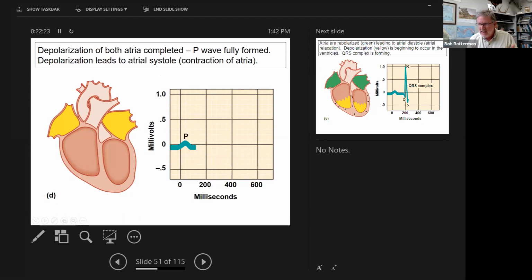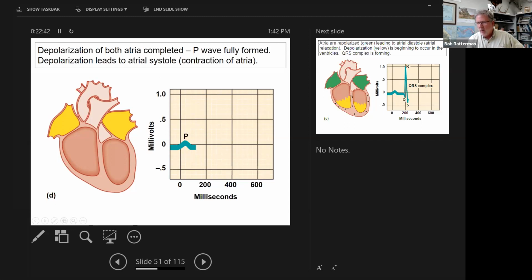Now, again, millivolts, this is thousandths of a volt. We're talking about something less than a tenth of a thousandth of a volt. These are very small electrical events, very small, very important, but very small.